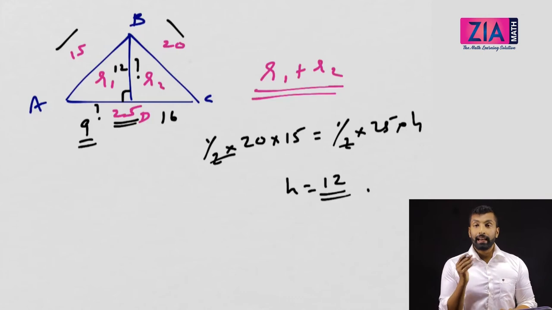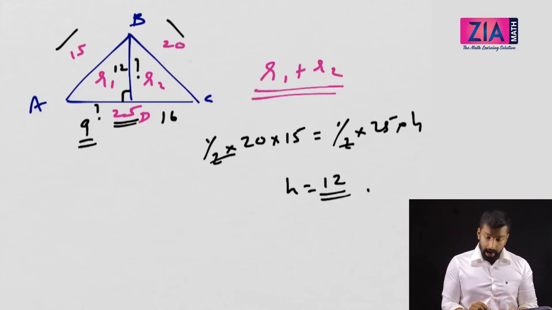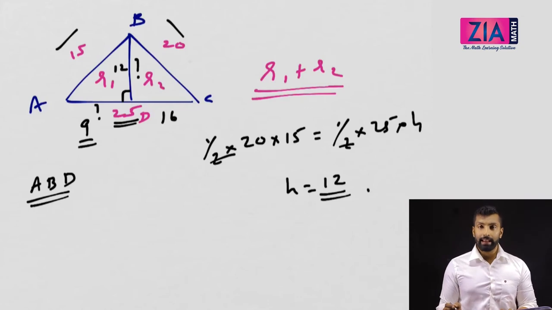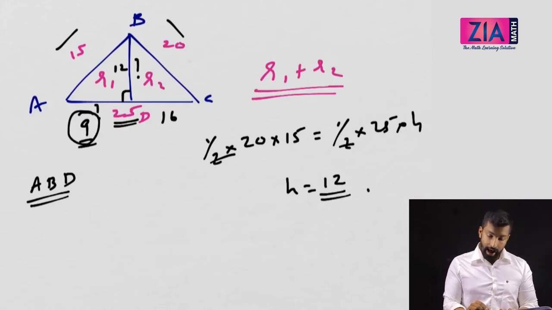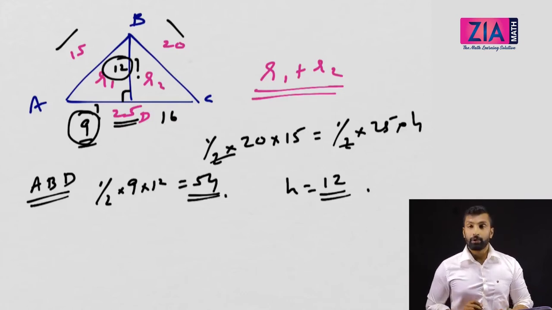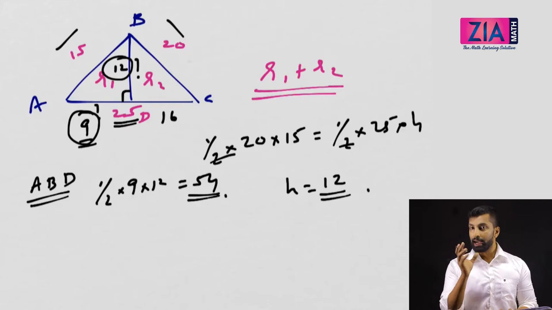Now how can you find the inradius of the first one? See, R1 is what we need to find out. So let's take the triangle alone, okay? So ABD triangle, if you take, what is the area of that? Area is actually half into B into H. So 9 is the base and 12 is the height. So half into 9 into 12, which is equal to 54. So area is 54 by using half BH.